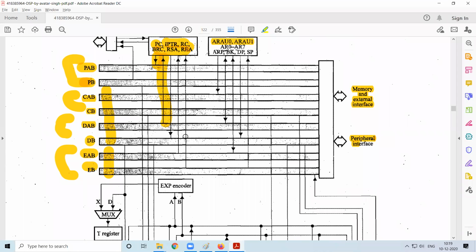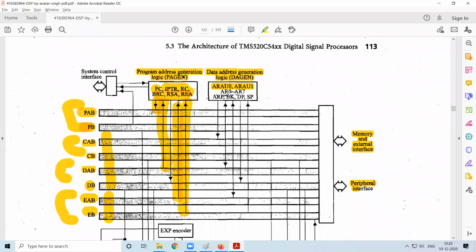Another thing to remember is that you can see some things coming from the data bus, even though this is relevant to the program. Once you fetch an instruction, the program bus is free. So I can utilize that program bus for fetching or storing the results. That is why you can see that arrows are present over here.